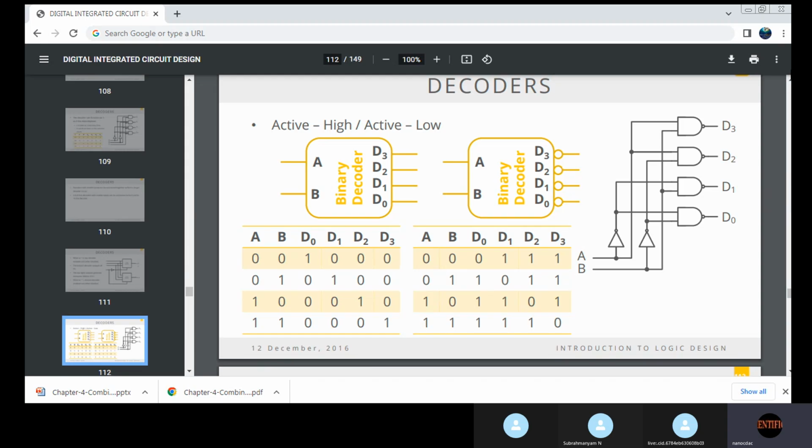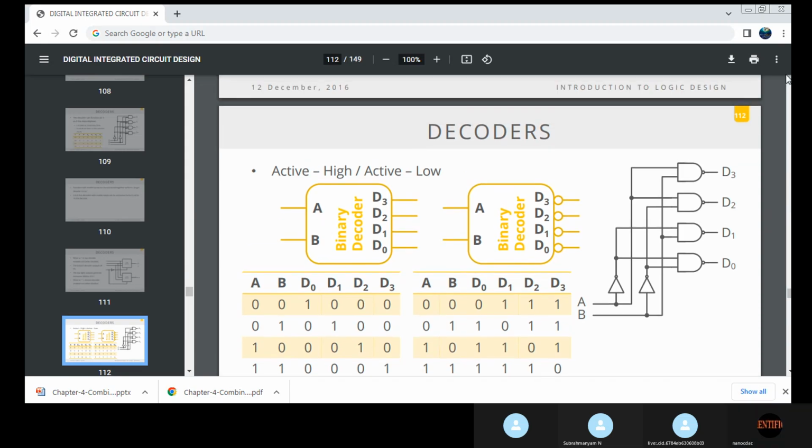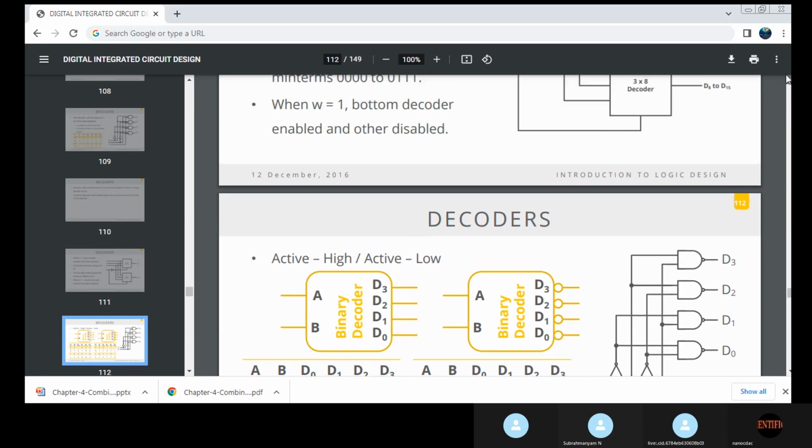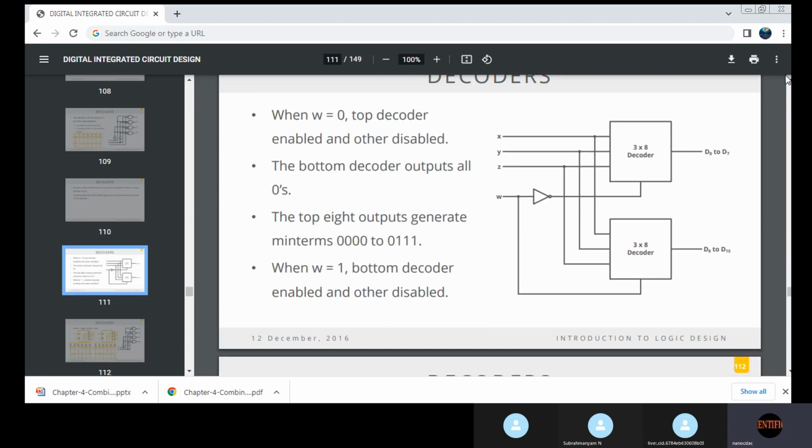See, this is very important, which I am showing you. Two 3x8 decoders are there. Using two 3x8 decoders, I am designing a decoder. How many outputs are there? You see D0 to D7 and D8 to D15. This is the decoder which is having 16 outputs.